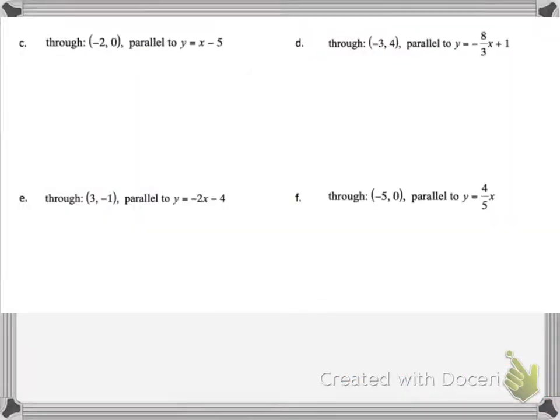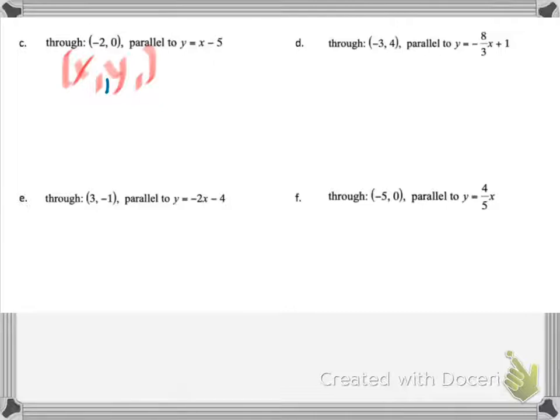So let's see, C wants me to write an equation for a parallel line through the point (-2, 0). So this is my ordered pair. This is an x1 and a y1, right? That subscript just means it's one of the points that they gave me. In fact, they only gave me one point here. And they want it to be parallel to the line y equals x minus 5.